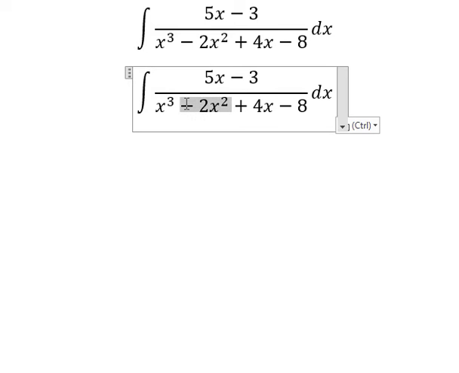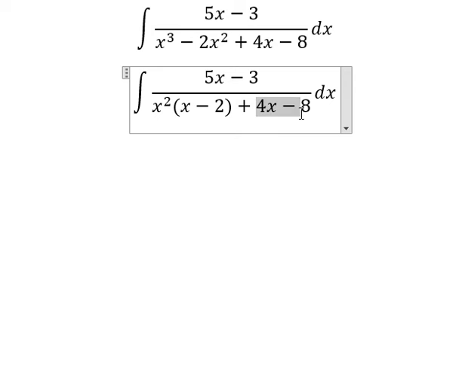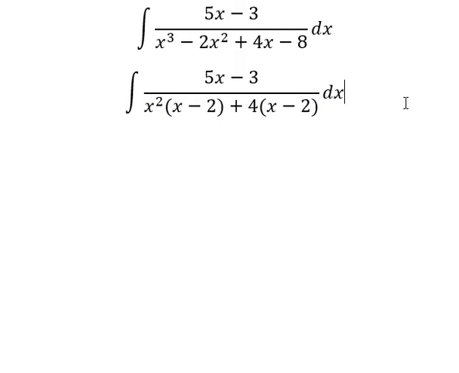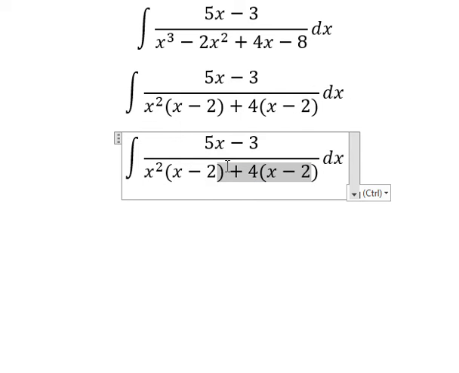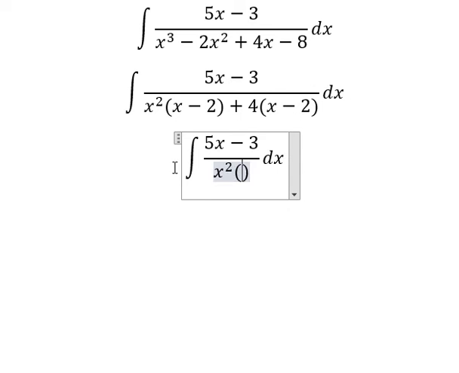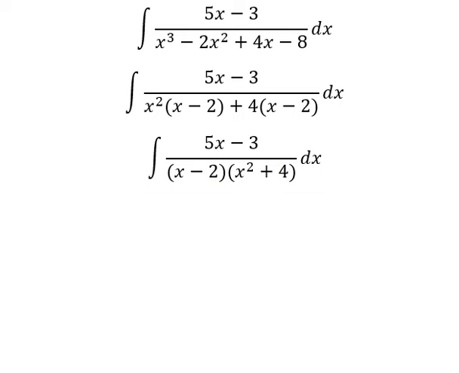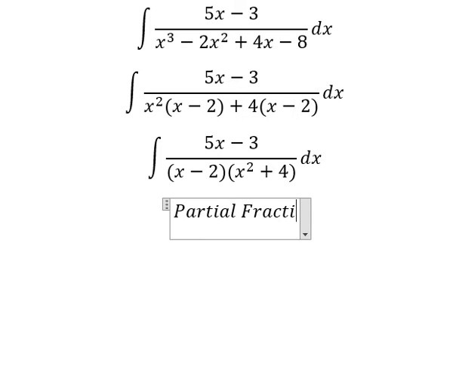We need to do factorization by s squared. We need to do another factorization by positive number 4. So s minus 2, s minus 2, we can do another factorization. Next, we need to use partial fractions.